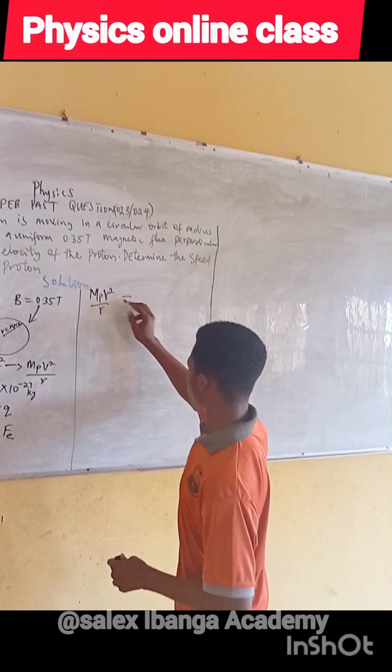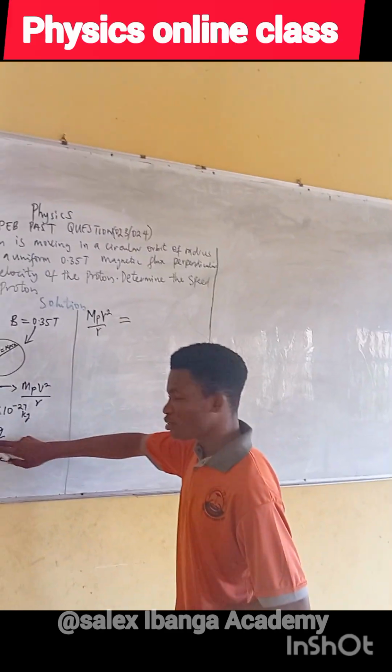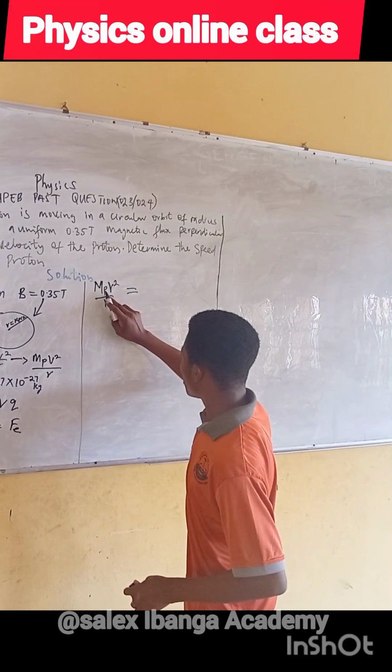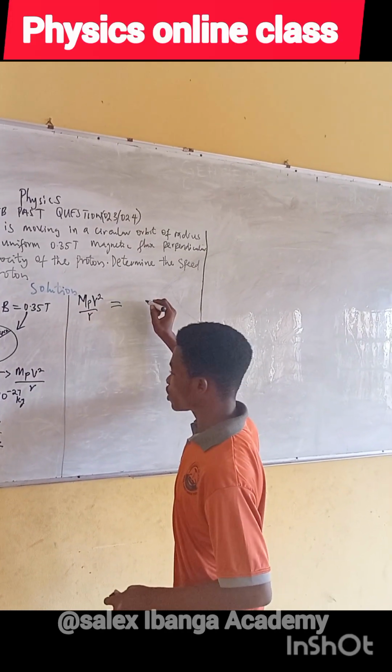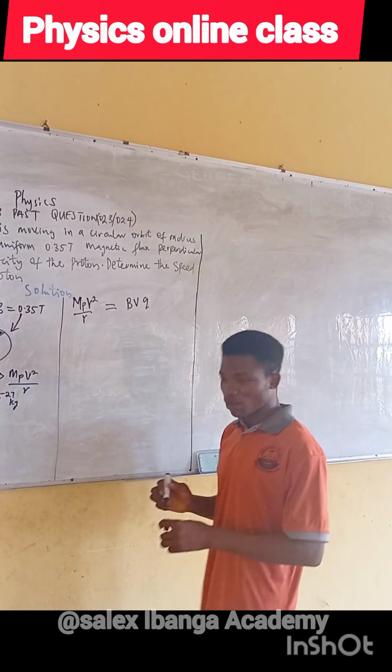That means centripetal force equals what? Since C is equivalent to E, this is our Fe. That means mv squared over r will be equal to BVQ. Remember, this is our Q.